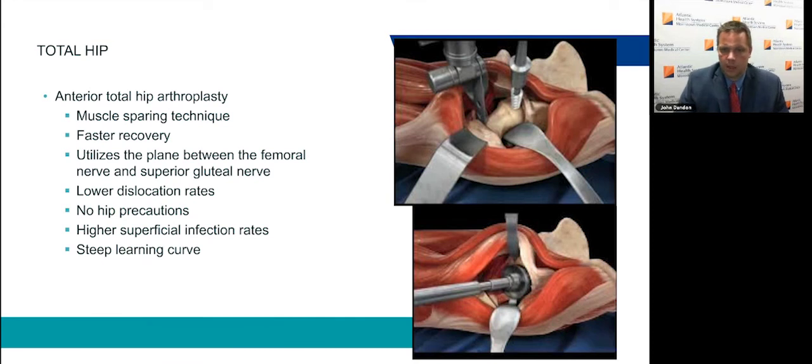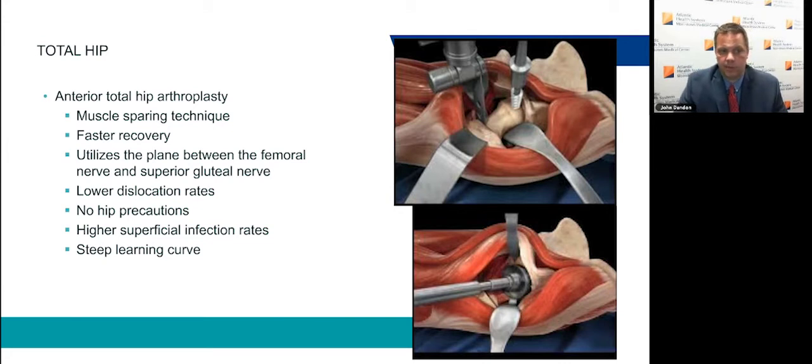So total hips, one of the things I love, I do a lot of these. I pretty much primarily do this now. It's an anterior total hip. It's a muscle-sparing approach. You don't have to split the gluteal muscles, and you don't have to remove the short external rotators, which is nice. And because of the approach, you don't have to have hip precautions. It's been shown to have lower rates of dislocation with these, but it definitely has a steep learning curve. Much faster recovery. These people are up and moving.